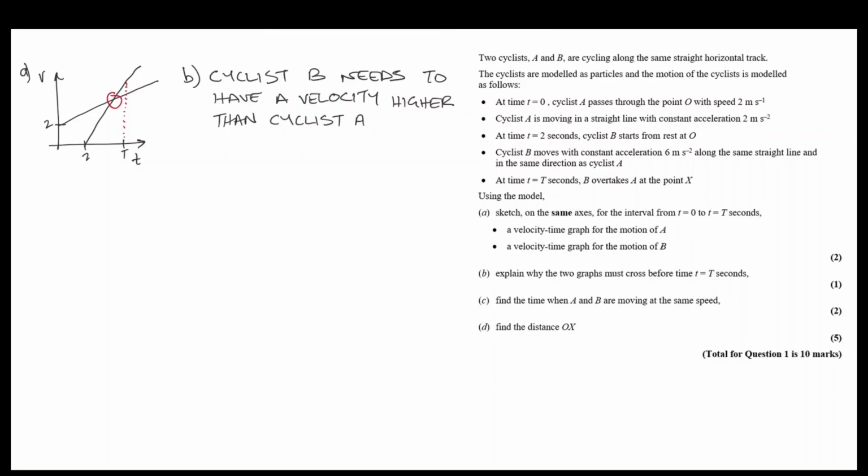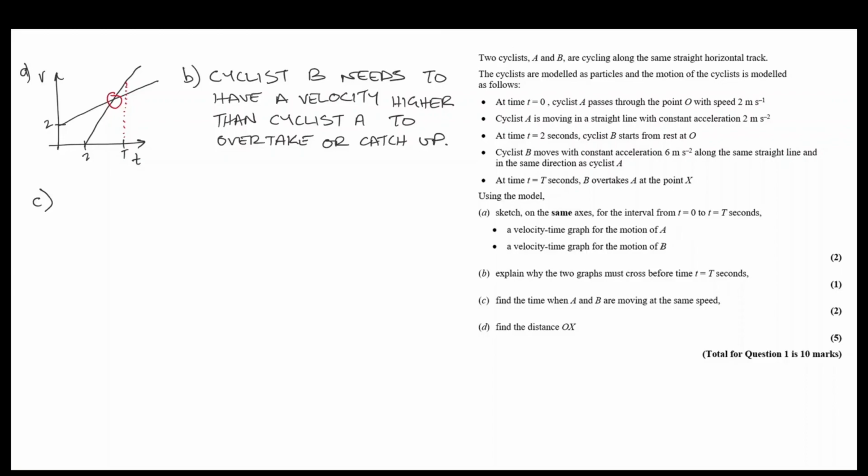and that is where they're at the same place. This leads into part B, where we're asked to explain why the two graphs must cross before we get to the time t equals t. Well, that's because cyclist B needs to have a higher velocity than cyclist A to overtake or catch up. They will never catch up if they're not at some point moving at a higher velocity than cyclist A. And we know that they do more than catch up. We know that they actually overtake.